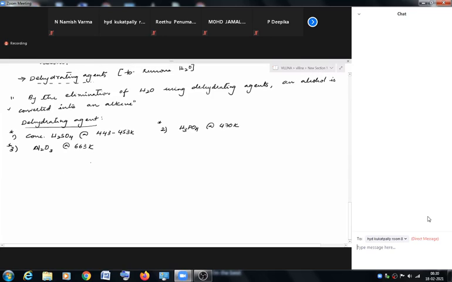Next, the fourth one. We can have heating with P2O5 or P4O10, or else you can take dry HCl, or else you can take a mixture of KHSO4 and the dehydrating agent CaCl2. So these are some commonly encountered dehydrating agents.